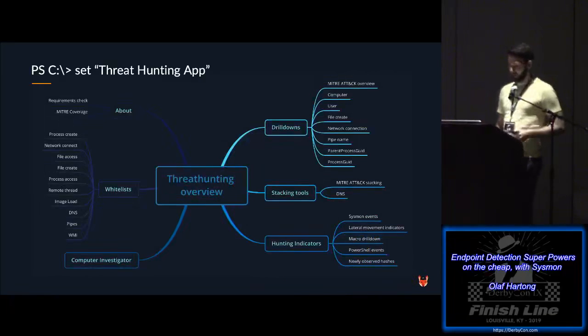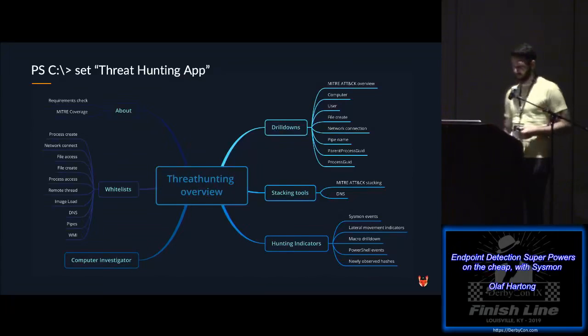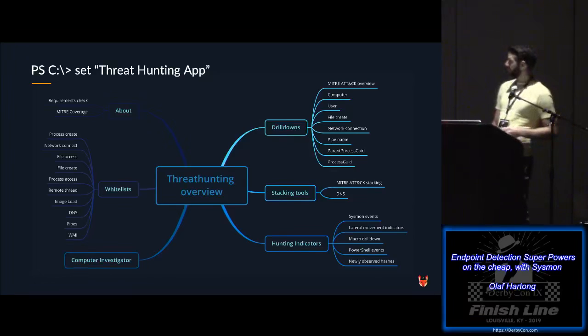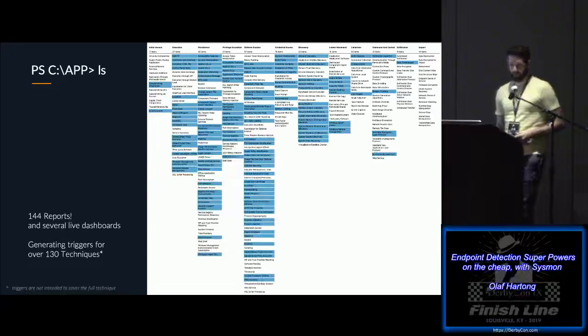So this is kind of an overlay of how the app is structured. There's the threat hunting overview, as I call it. It's basically the main dashboard, and from there you can go into drill downs and stacking tools. There are some basic hunt indicating shortcuts, which also populate in the other ones. There are all the whitelists that you can edit. I've got a bit of an about page where I show you if you have all the prerequisites set up properly and so on.